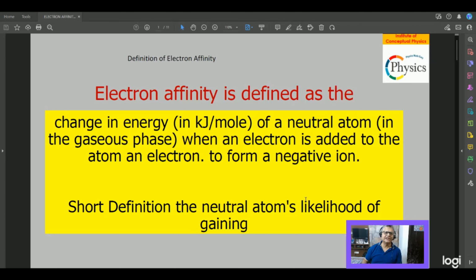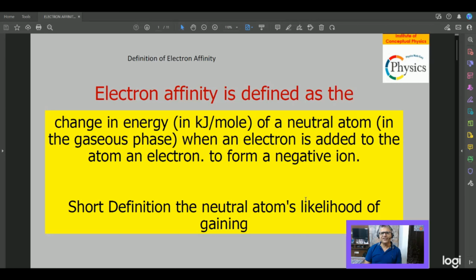Let's look into the definition again. It is the change in energy of a neutral atom in gaseous phase when an electron is added to the atom. Right? Now, what does it result in? It results in formation of a negative ion. So you know what is an anion. So whenever you're studying electron affinity, you're creating anions.